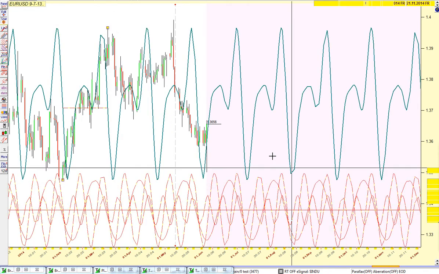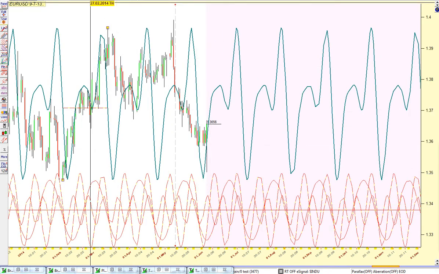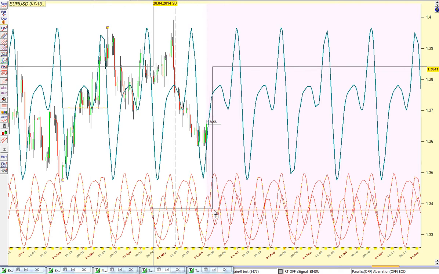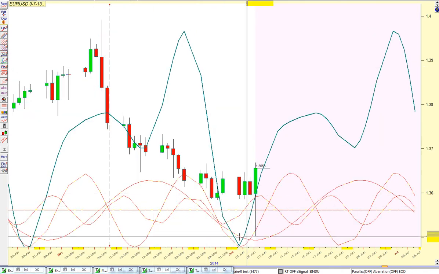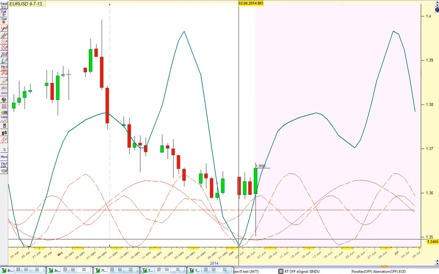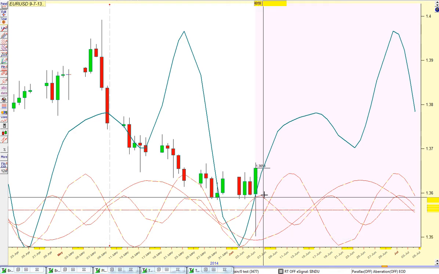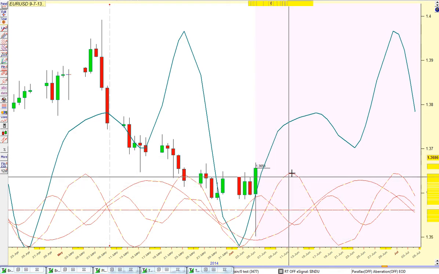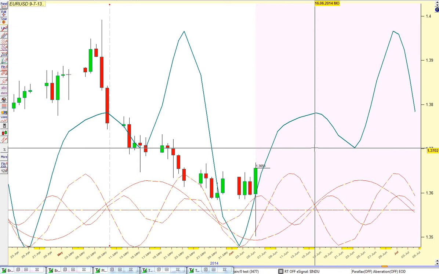The Fourier string right here, we narrow in. You can see that it's pushing. It put a low on the 2nd of July. Looks like it wants to push higher, and might stall around here around the 16th. I've got an eye on the 16th.